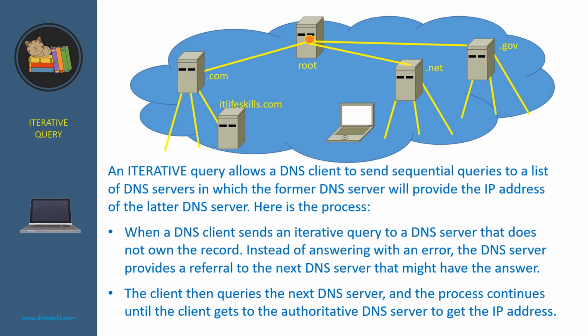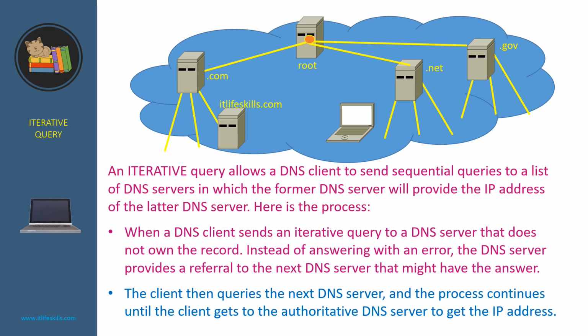Let's learn about Iterative Query. As you may know, an Iterative Query allows a DNS client to send sequential queries to a list of DNS servers in which the former DNS server will provide the IP address of the latter DNS server. And here is the process.